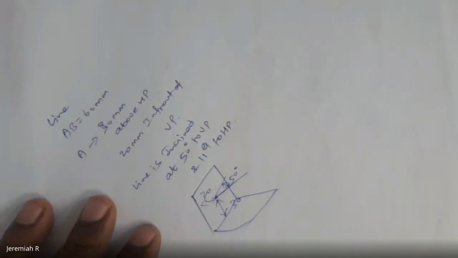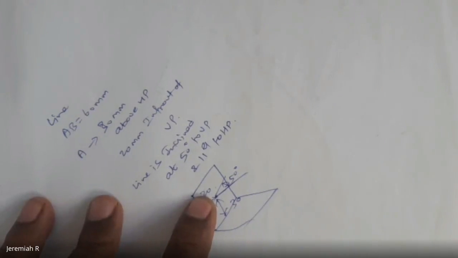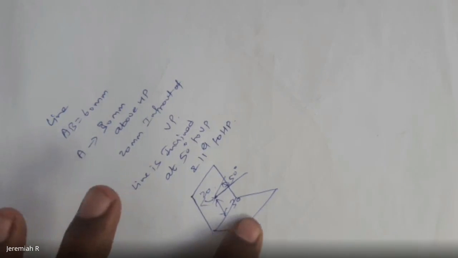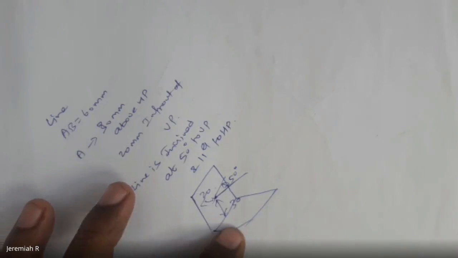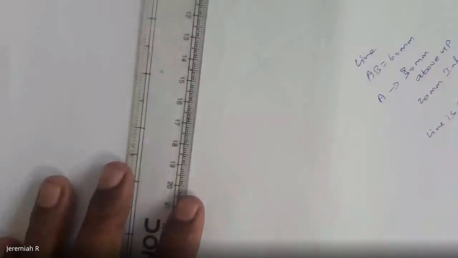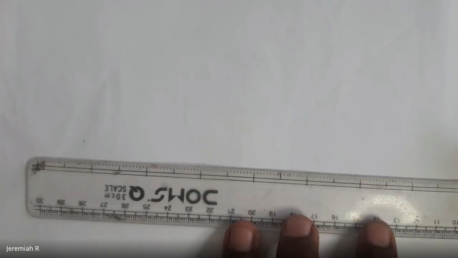So front view, what will you get? You will get reduced length of line, a straight line. But top view, you will get an inclined line with the angle of 50 degree. So then what you have to do? Same problem. Like the previous problem, it is simply opposite.